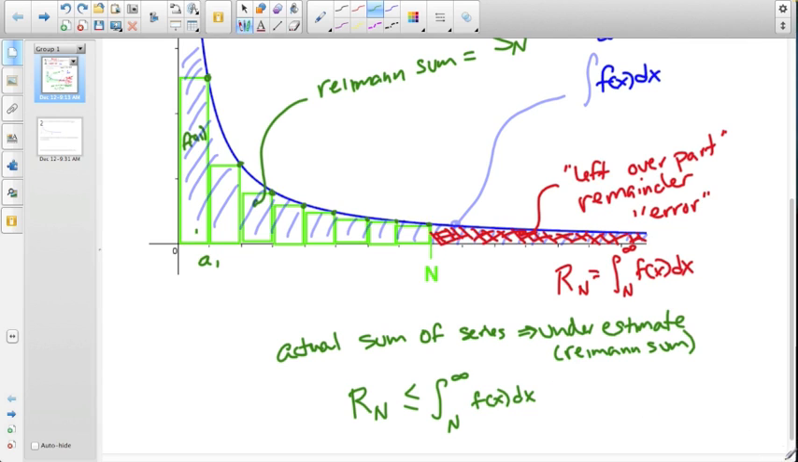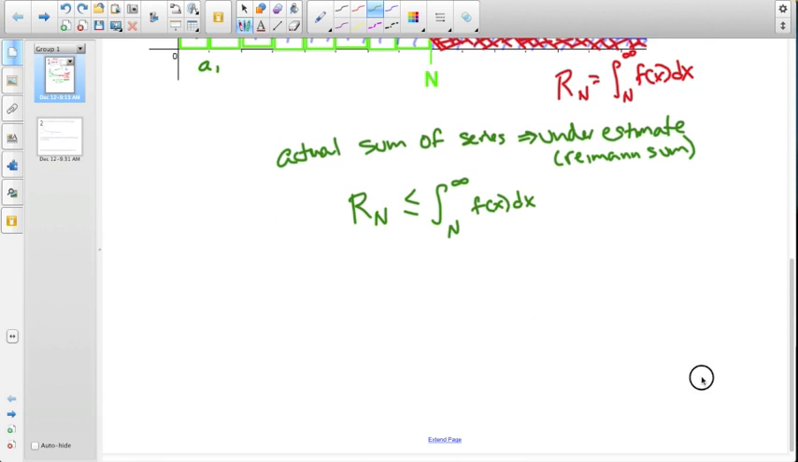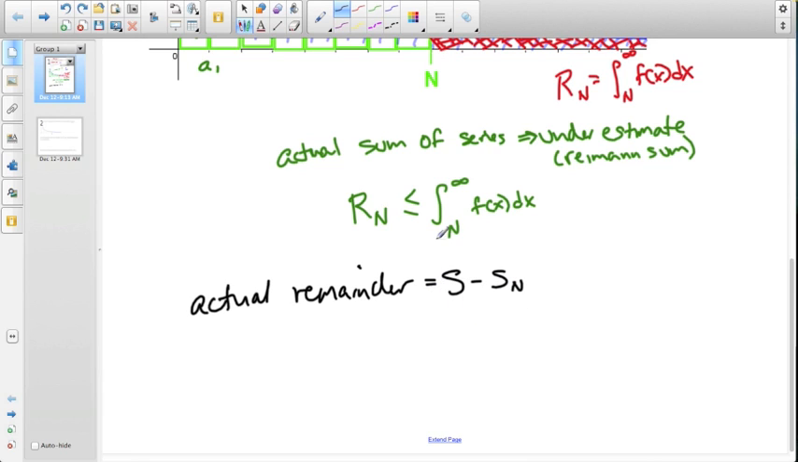So while the remainder of this series will be at most the value of that integral, the actual remainder would be the value of the infinite series minus the value of the partial sum. And so we can really calculate two things. This is the thing that we're really more concerned about, which is maximizing the remainder, or maximizing the error of a series.